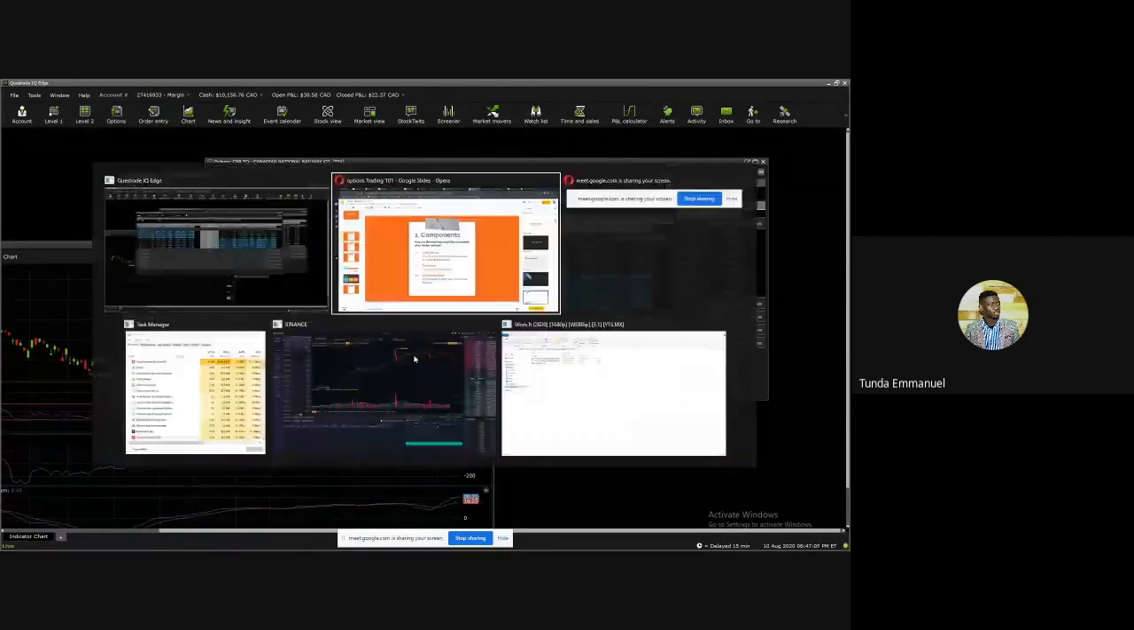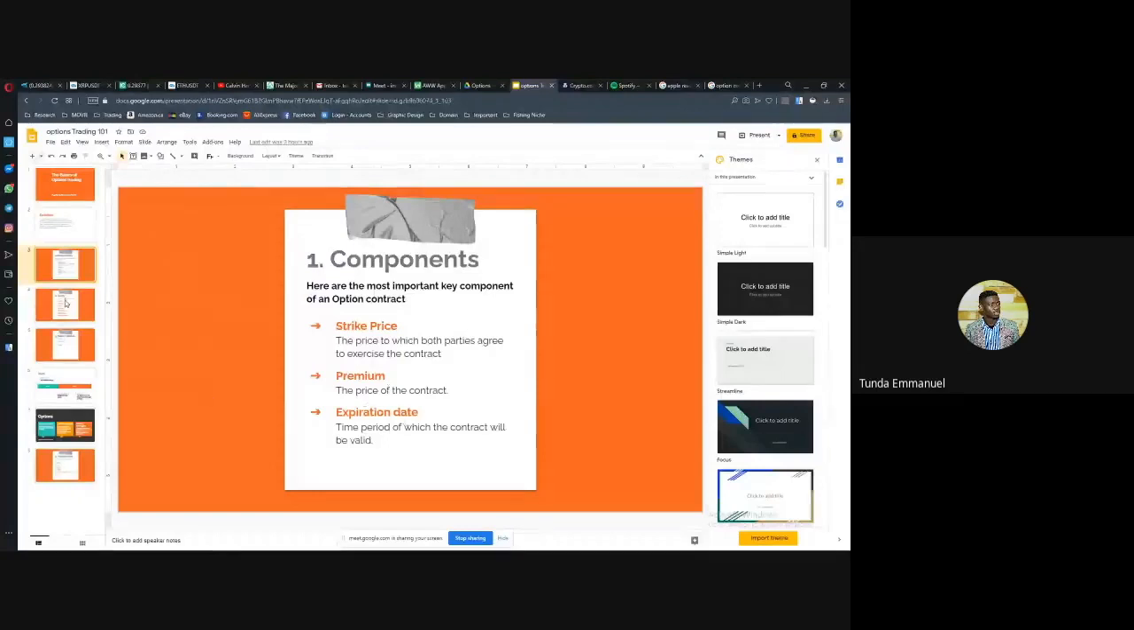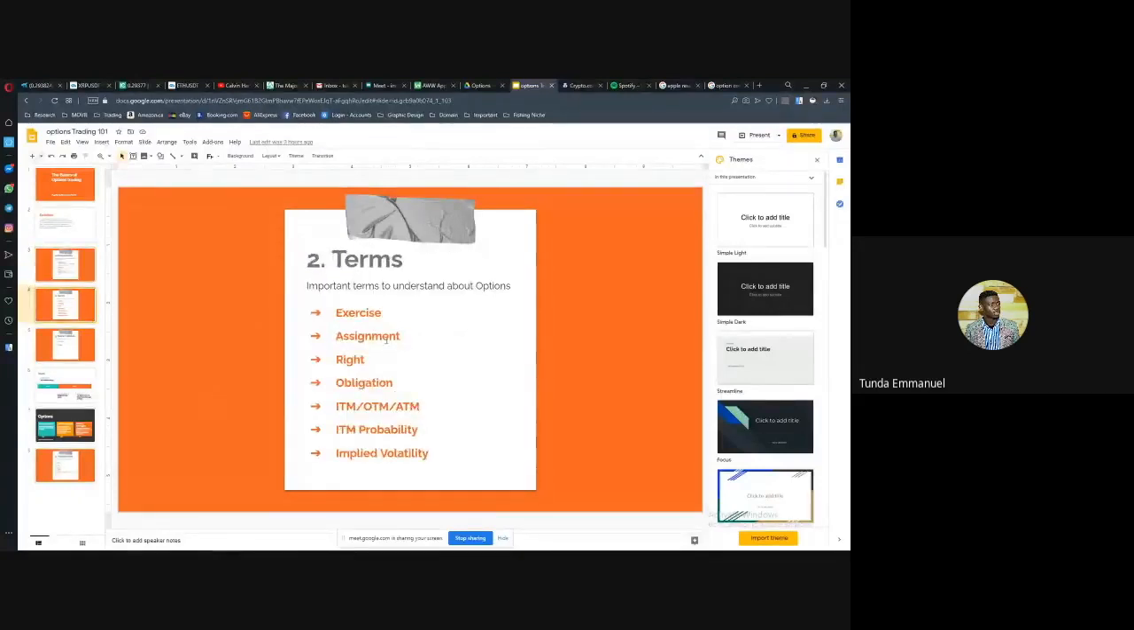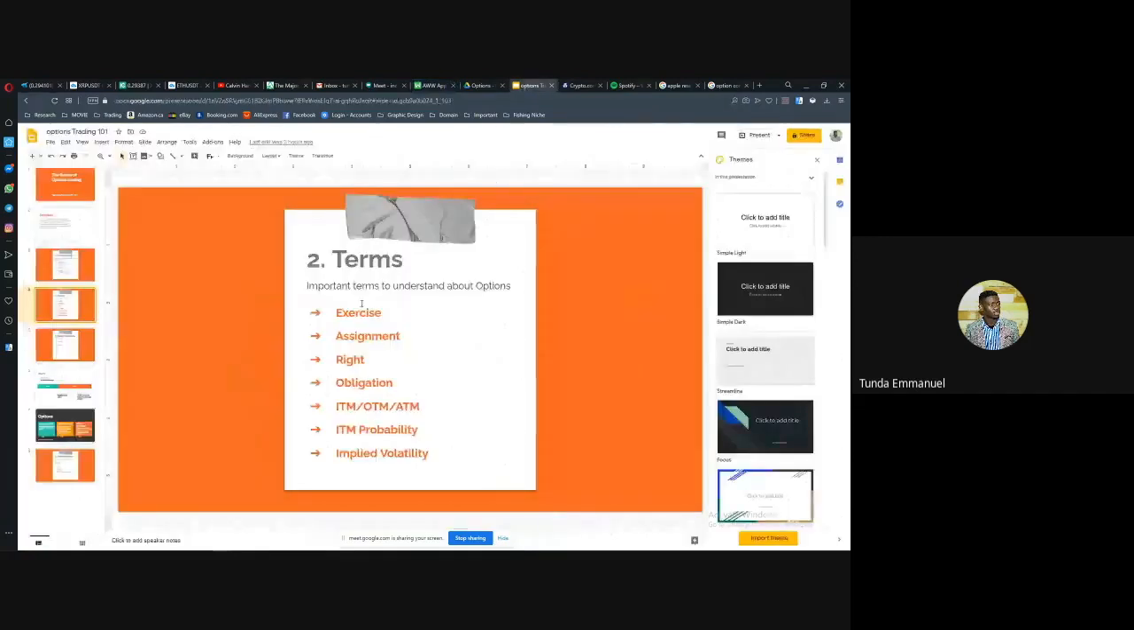Now another thing. I showed you the strike price, the premium, and the expiration date. Another key thing that we need to understand is what exercising a contract means. Once you get in this contract, you have the right, whenever you want, to exercise that contract, which means you ask the seller to sell you those shares.